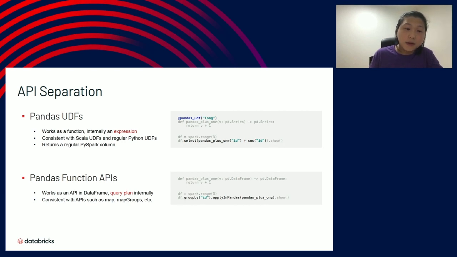And then the second point is the API separation. Some Pandas UDFs return a Spark column, but the others return a Spark data frame. So they're now separate. The former stays as a Pandas UDF as is, and it still returns a Spark column and can be mixed with other expressions or functions. But the latter became a separate API group called Pandas Function API. They work like an API in a data frame in general, as a query execution plan that holds expressions internally.